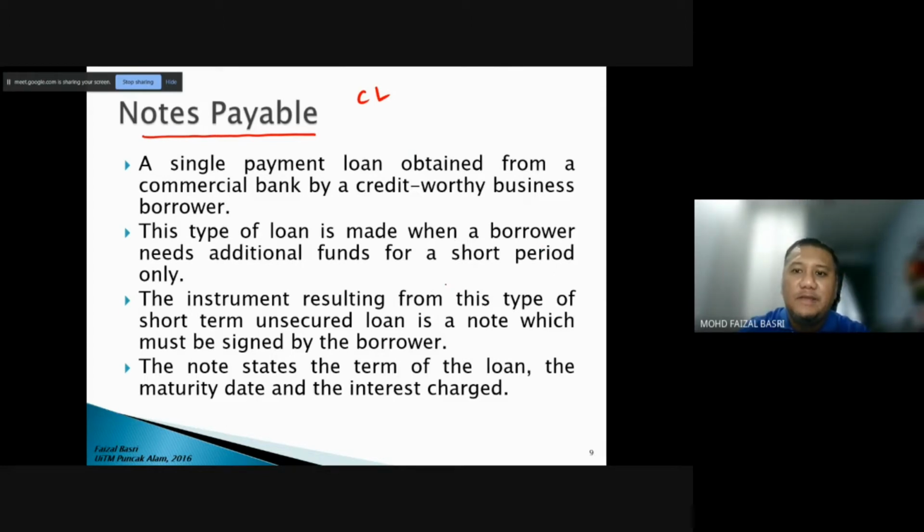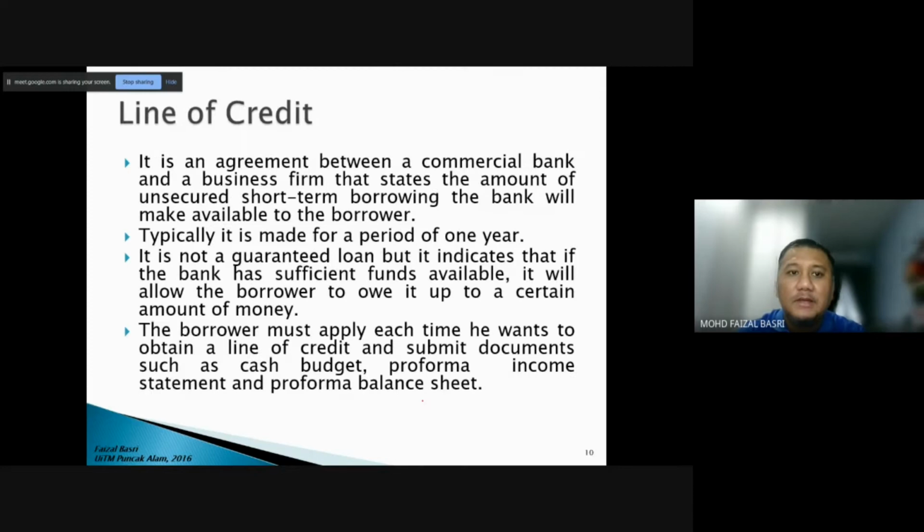This type of loan is made when a borrower needs additional funds for a short term. This is on a short-term basis, and this is one example of unsecured. And obviously the note will identify the maturity date and also the interest charges.